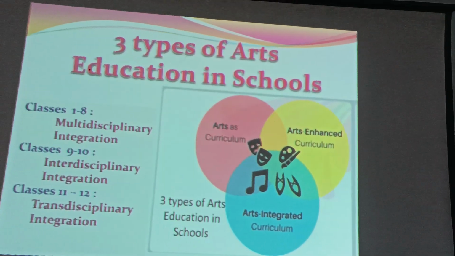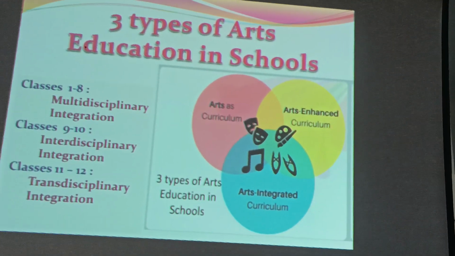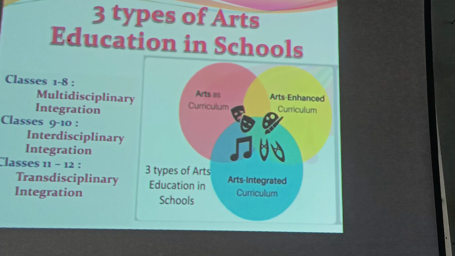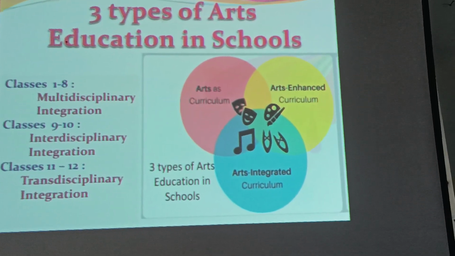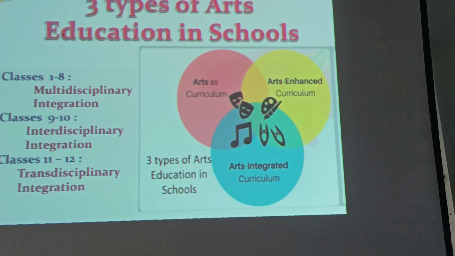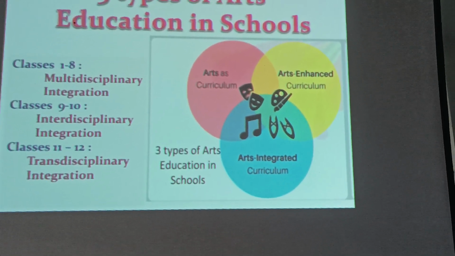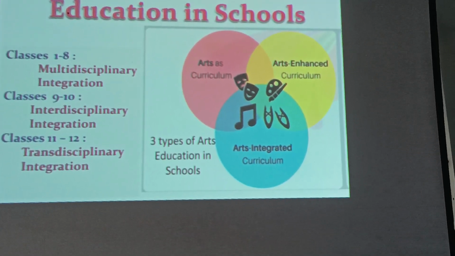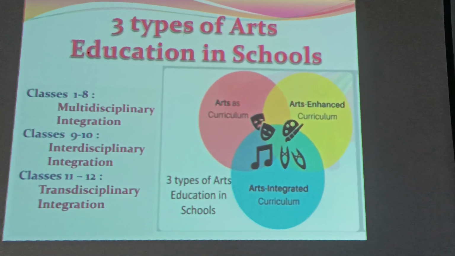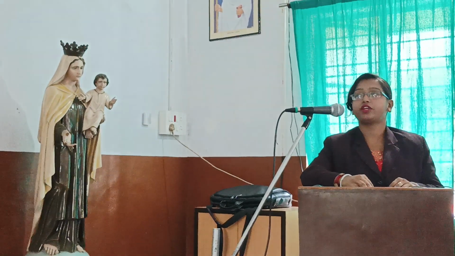Art education in school. First of all, art integration has to be introduced at 3 levels, and the strategy at each level is different. First is multidisciplinary integration for classes 1 to 8. Second, interdisciplinary integration for classes 9 to 10. And transdisciplinary integration for classes 11 to 12. So the first level, classes 1 to 8, follows the multidisciplinary approach.